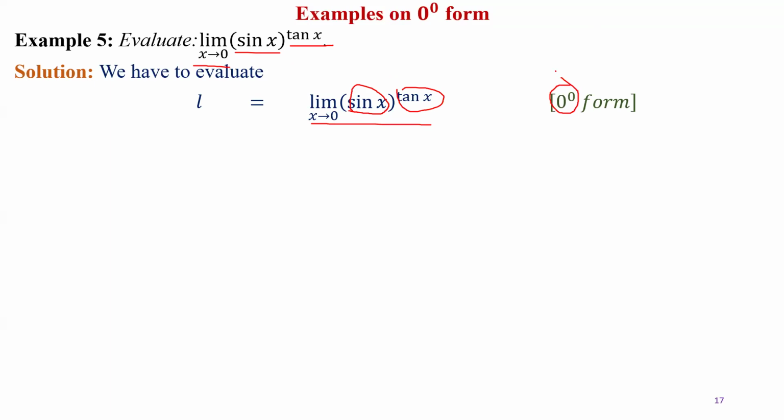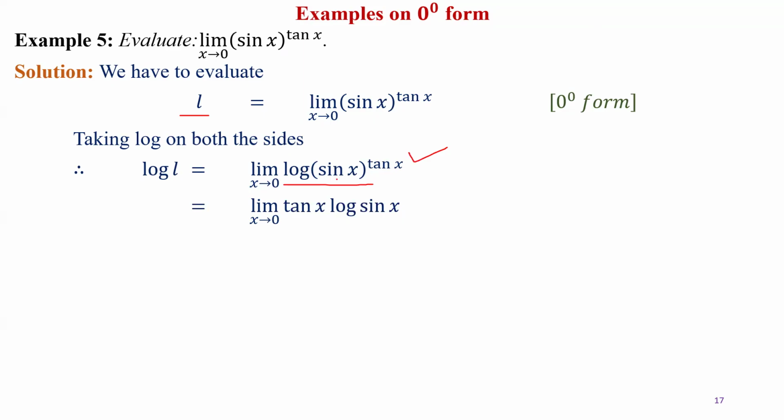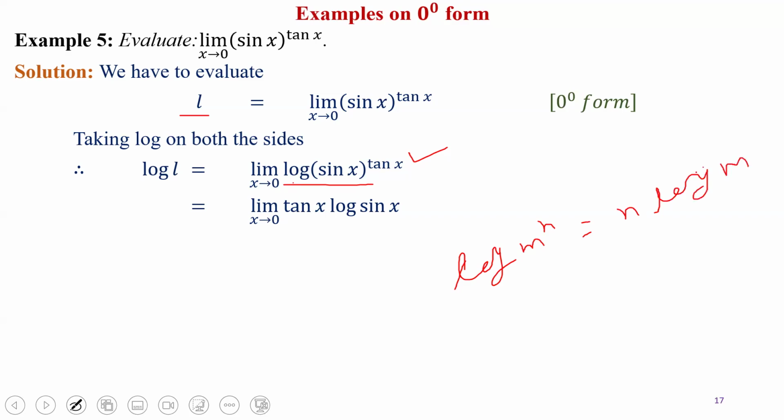Now, if the limit is of 0 to the power 0 form, then we have to first take log on both sides. Let us take log on both sides of the given limit. The left hand side is log L, which is equal to the limit of log (sin x)^(tan x). Now we know that log of m to the power n is nothing but n log m. Therefore, this tan x is multiplied with log sin x.